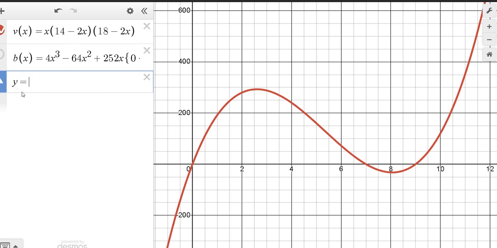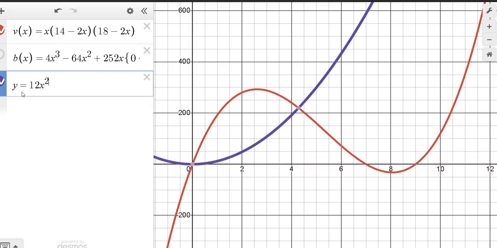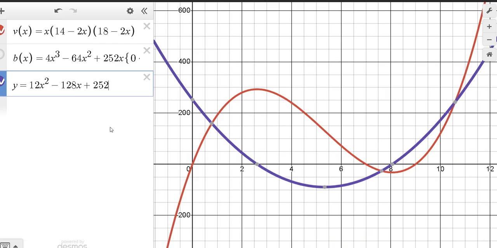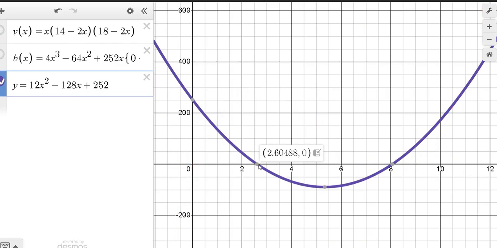Let's do y equals 12x squared. And we know, generally speaking, what this is going to look like. It's going to be a parabola. 12x squared minus 128x plus 252. And what are we looking for here? We're looking for where this graph changes signs. So at about 2.605 and 8.062. So approximately 2.605 or 8.062.